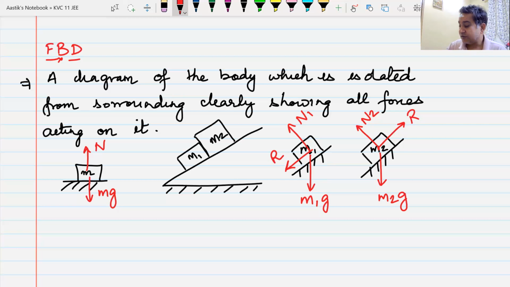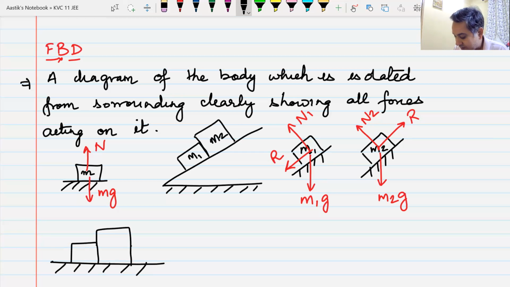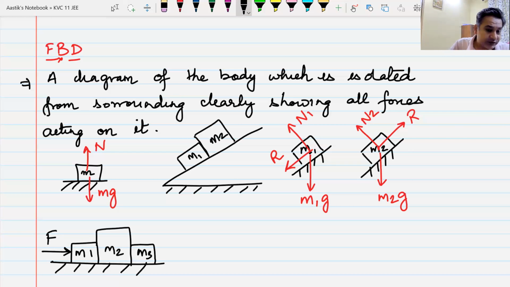So these are simple cases of drawing free body diagrams. So I'll give you one more case, and I would hope that you can draw the free body diagram of this one. M1, M2, M3, and I apply a force F on M1. Can you draw the free body diagram of M1, M2, and M3? I'll give you 1 minute to do this.